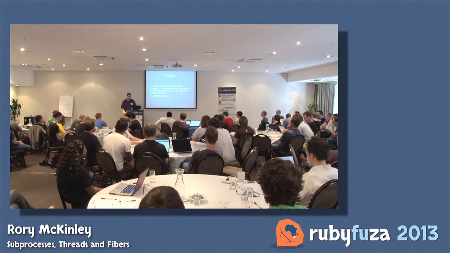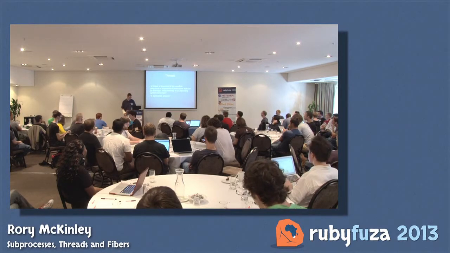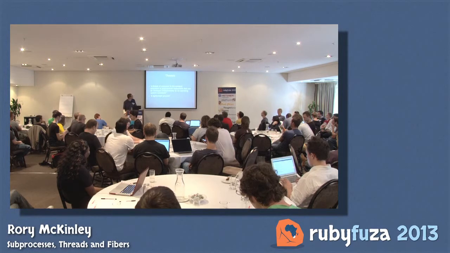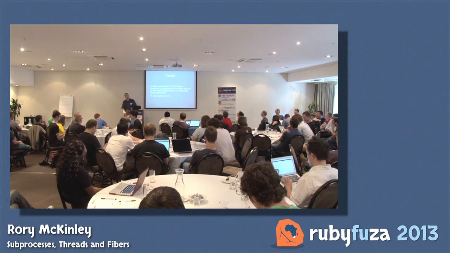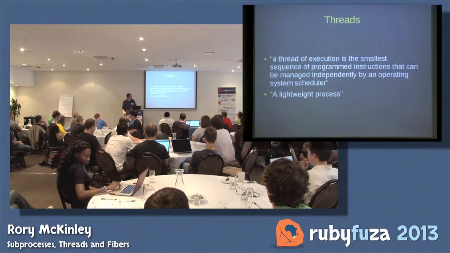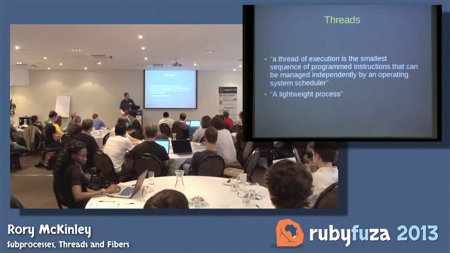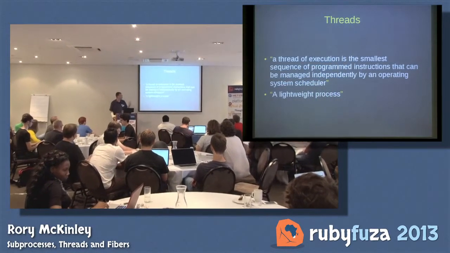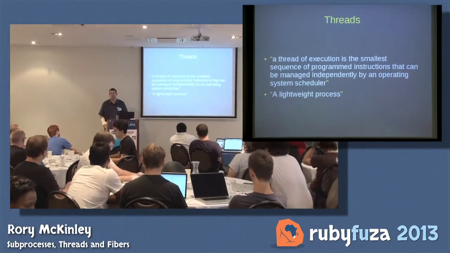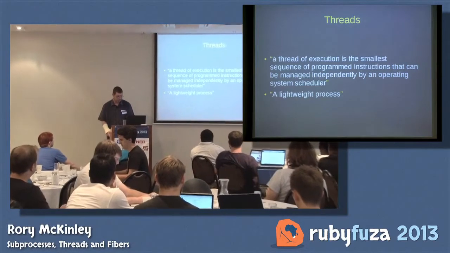So starting off with threads, the wiki gives 2 descriptions. A thread of execution is the smallest sequence of program instructions that can be managed independently by an operating system scheduler. Sounds very impressive. I like to think of it as a lightweight process. But essentially, it's the smallest block, or you can think of it as the smallest Lego block, that your operating system wants to interact with.